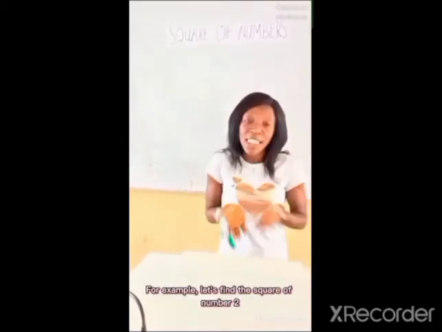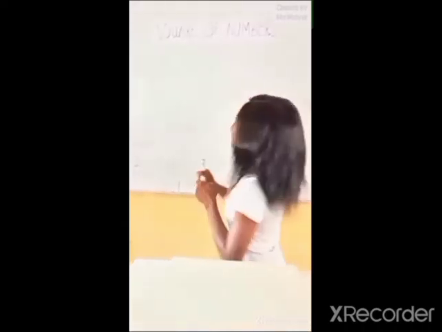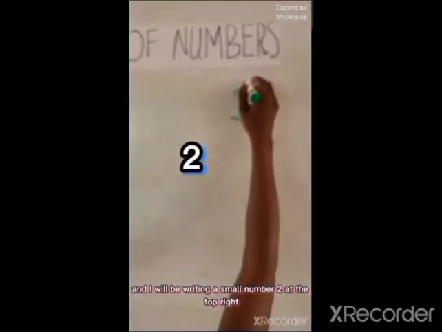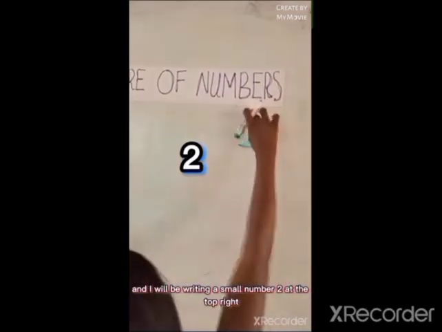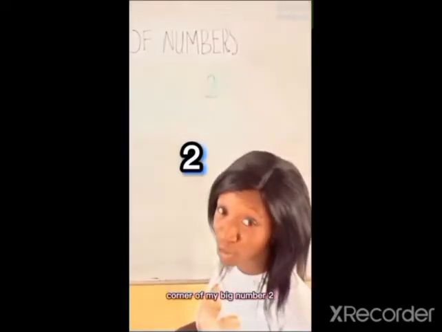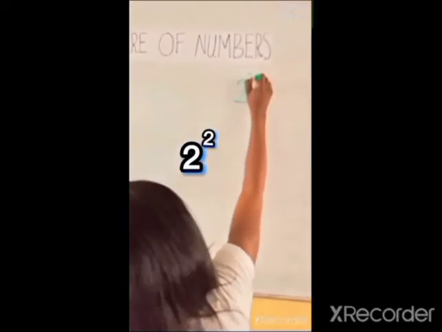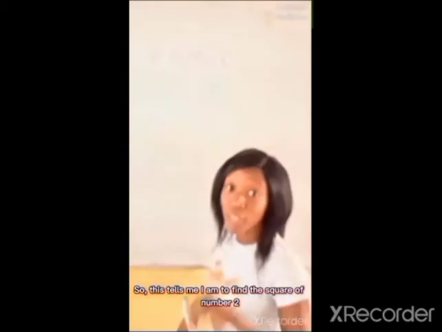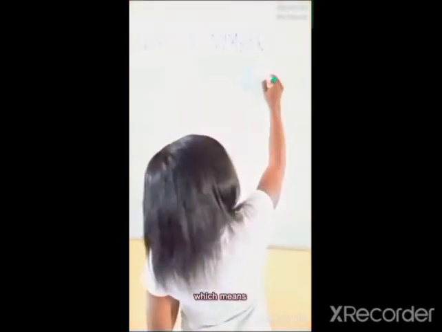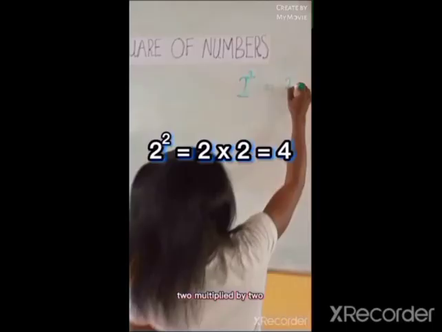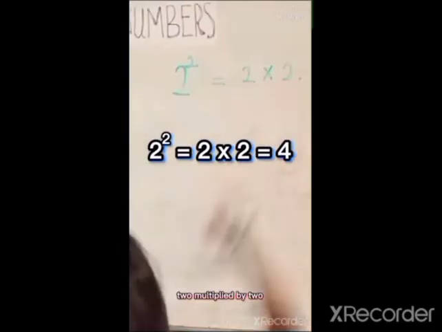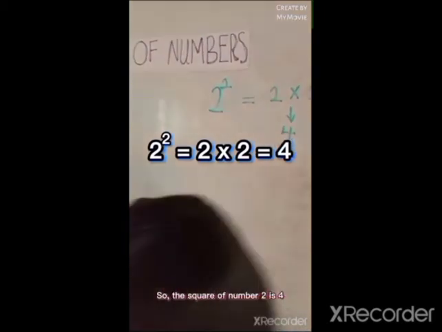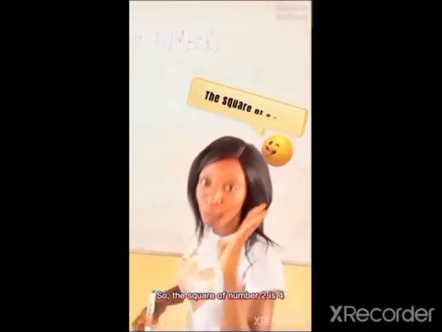For example, let's find the square of number 2. This is my number 2, and I will be writing a small number 2 at the top right corner of my big number 2. This tells me I am to find the square of number 2, which means 2 multiplied by 2, which gives me 4. So the square of number 2 is 4.